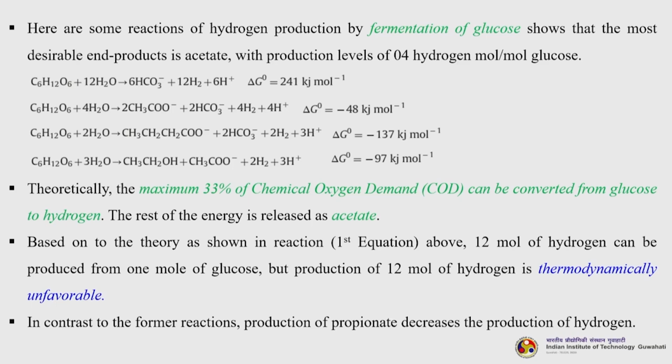Based on the theory as shown in the first reaction, above 12 moles of hydrogen can be produced from 1 mole of glucose. This is theoretical, but production of 12 moles of hydrogen is thermodynamically unfavorable. So, it never gets produced, because you have to maintain the thermodynamic equilibrium. In contrast to the former reactions, production of propionate decreases the production of hydrogen.